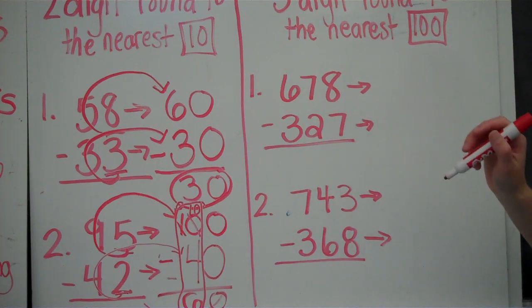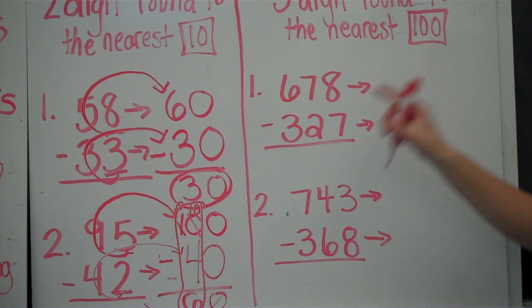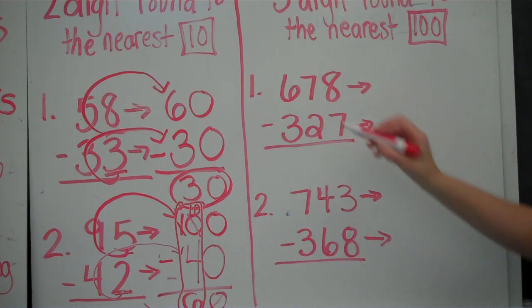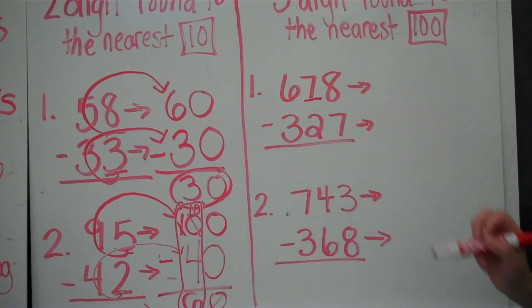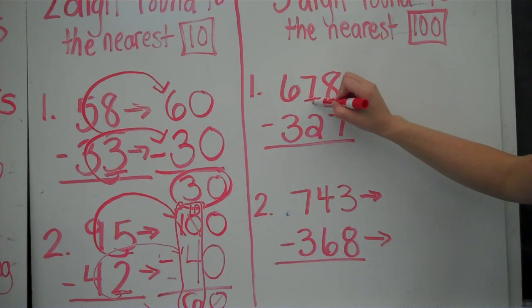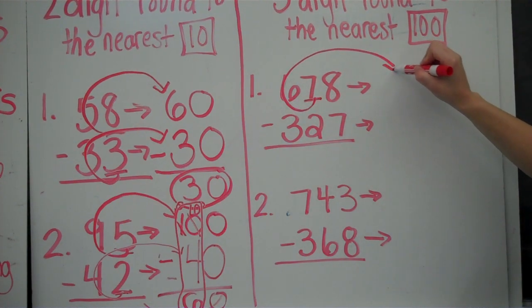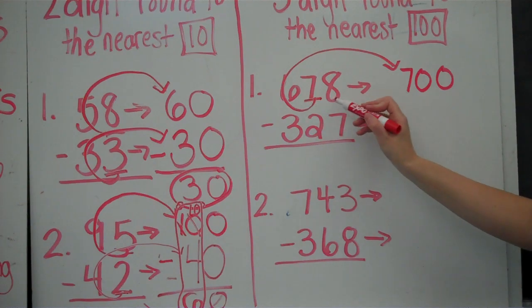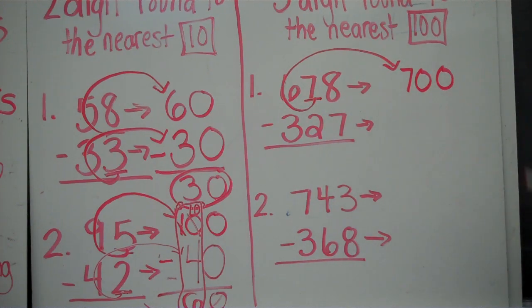Next one. Rounding to the nearest 100 because I have 3-digit numbers. So I'm looking at the tens place to decide whether or not it's weak or strong. This 7 is strong. Pushes the 6 up to a 7. And I end up with 700 because the 7 and the 8 turn to zeros.